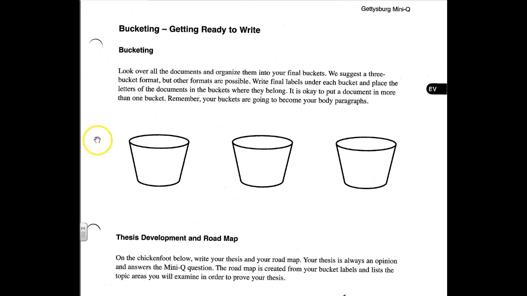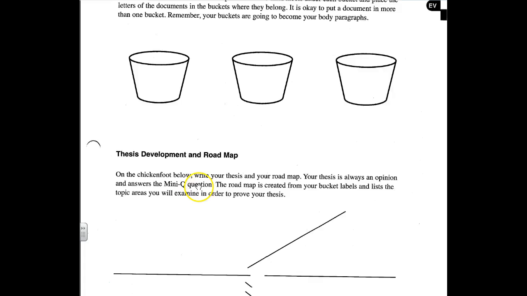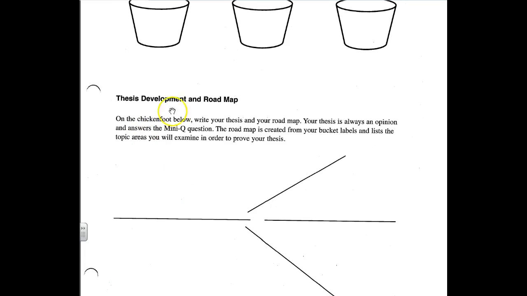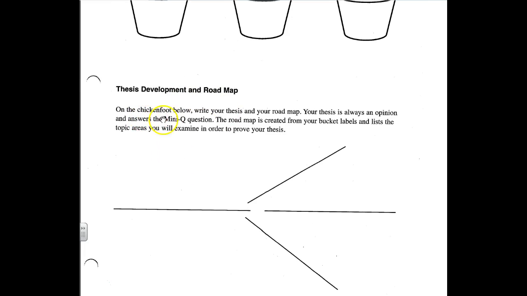Your task here in the bucketing is to make sure that each of your documents gets placed into at least one bucket, okay? Each document will fit in one of these 3 buckets, okay? After you've done that, you will do your chicken foot, your thesis development, and your roadmap, and on the chicken foot below you're going to write your thesis and your roadmap.